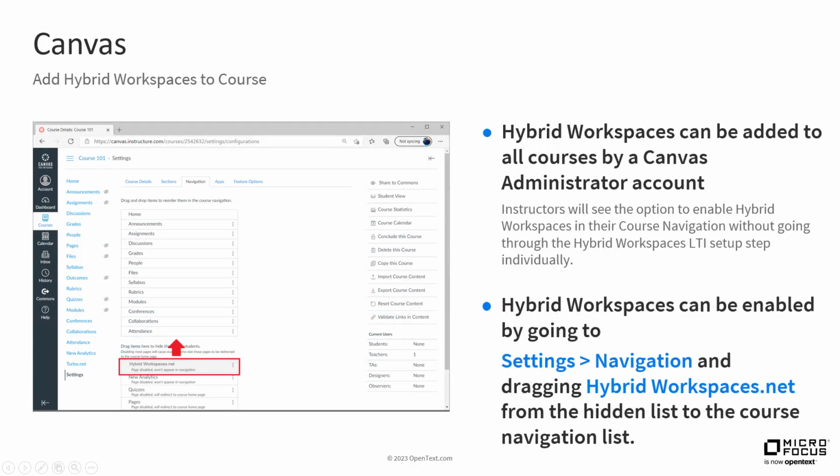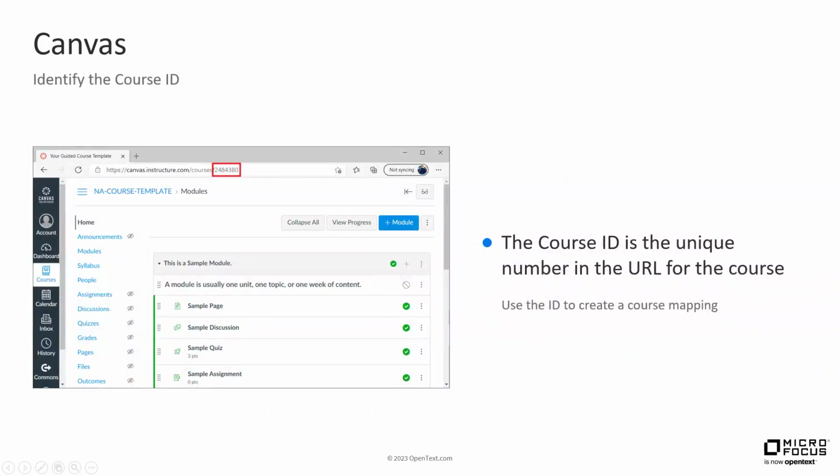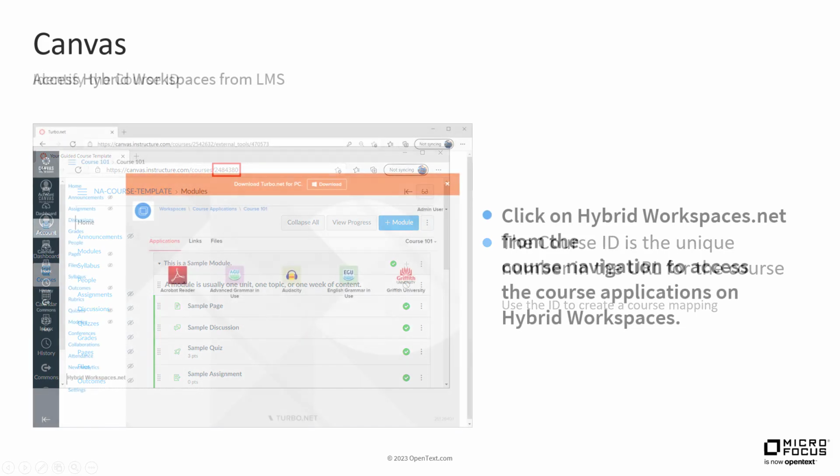After that, the integration will be added as an option in the navigation menu. If it has been set to show in the navigation by default, teachers don't have to do anything. If that's disabled, teachers will have to manually drag the TurboNet option to the list of available menu items. And this is how you identify the course ID for Canvas. Every learning management system will be a little bit different.